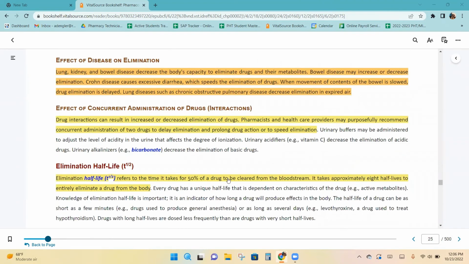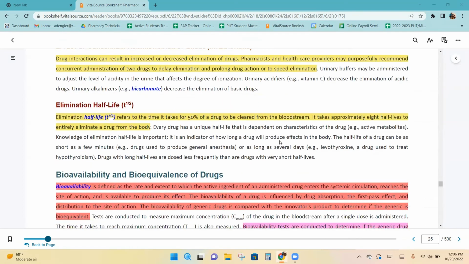Drug interactions can result in increased or decreased elimination of drugs. Pharmacists and healthcare providers may purposely recommend concurrent administration of two drugs to delay elimination and prolong drug action, or to speed elimination. Elimination half-life refers to the time it takes for 50% of the drug to be cleared from the bloodstream. It takes approximately 8 half-lives to entirely eliminate a drug from the body. Every drug has a unique half-life that is dependent on characteristics of the drug, like active metabolites.